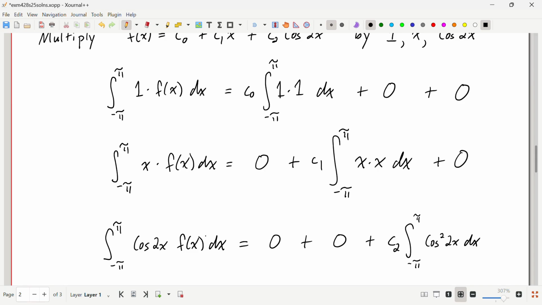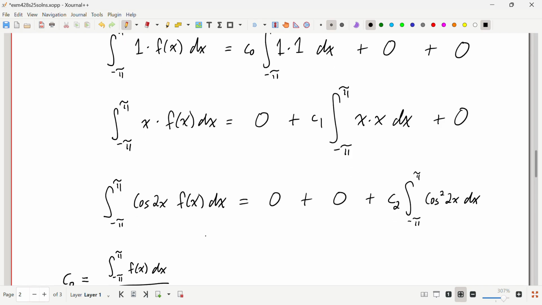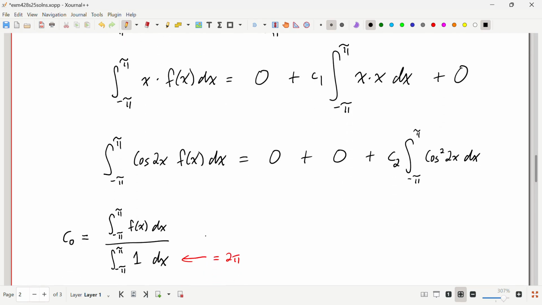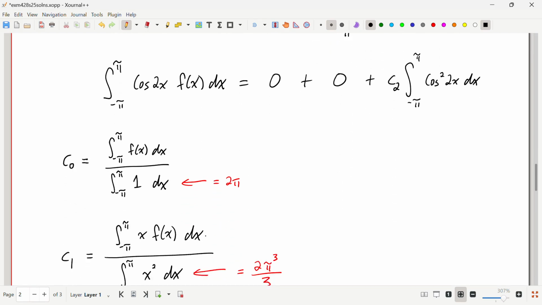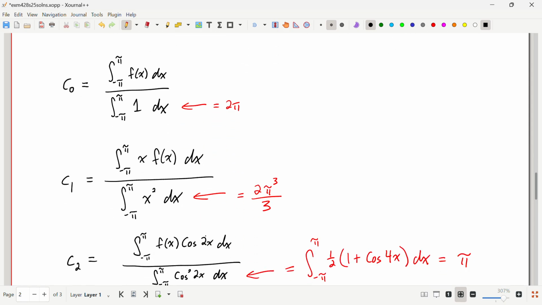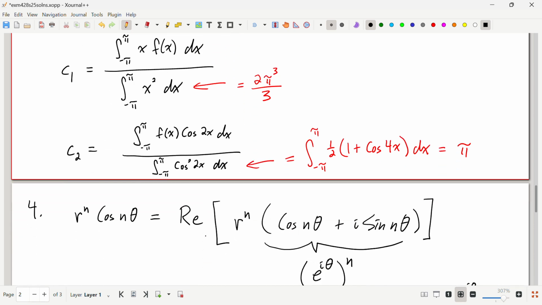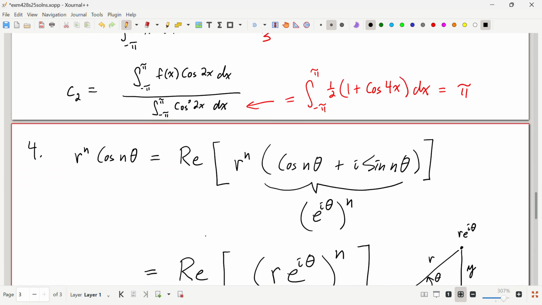When I do it with x, it isolates the c1 function. And when I do it with cosine 2x, it isolates the c2. And when you collect those, you get those there. You didn't have to calculate those integrals in the denominator. But if you do, that's what you get. Let's see the last one in a few seconds here.